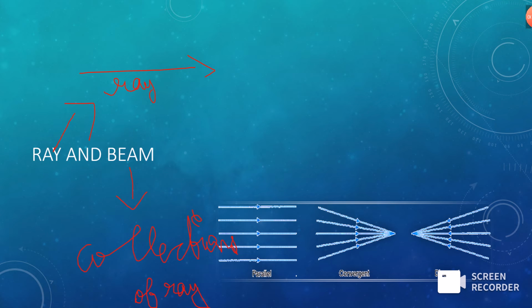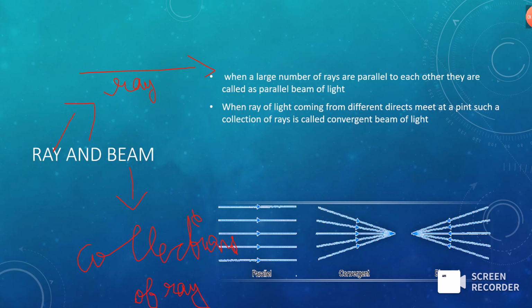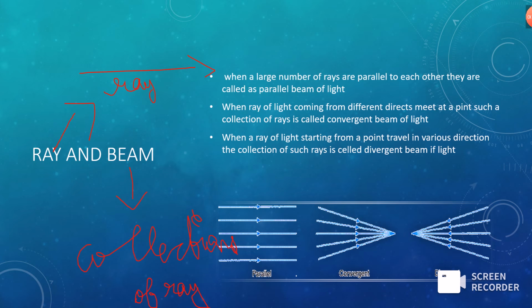There are three kinds of beam of light: parallel beam of light, convergent beam of light, and divergent beam of light. What is a parallel beam of light? When a large number of rays are parallel to each other, they are called a parallel beam of light. When rays of light coming from different directions meet at a point, such a collection of rays is called a convergent beam of light. When rays of light starting from a point travel in various directions, the collection of such rays is called a divergent beam of light.